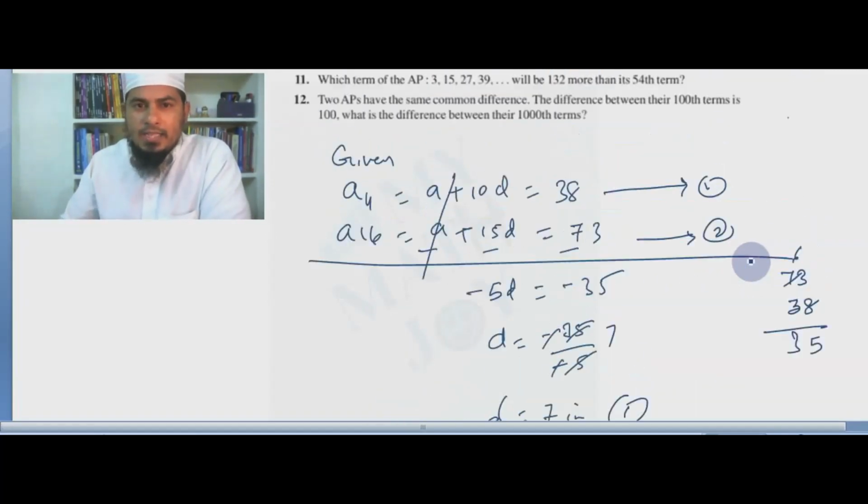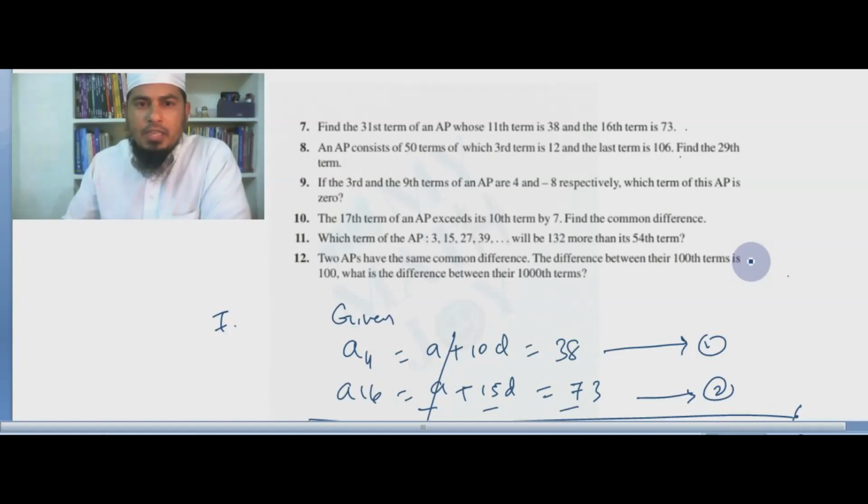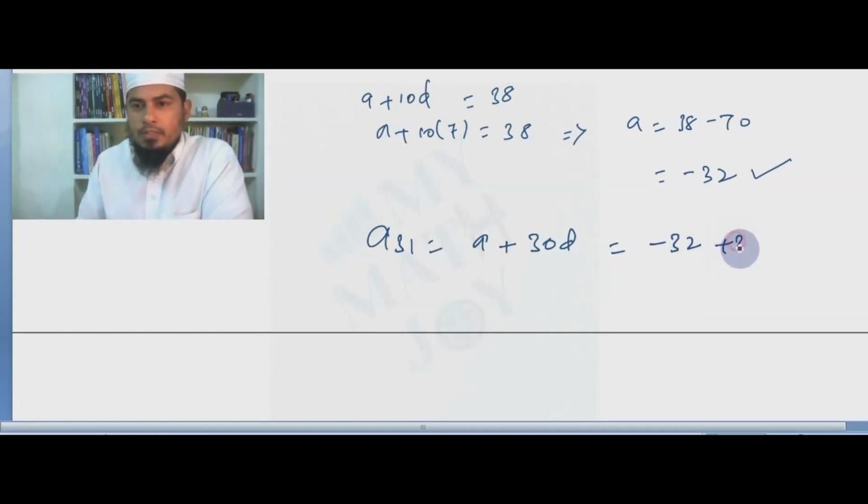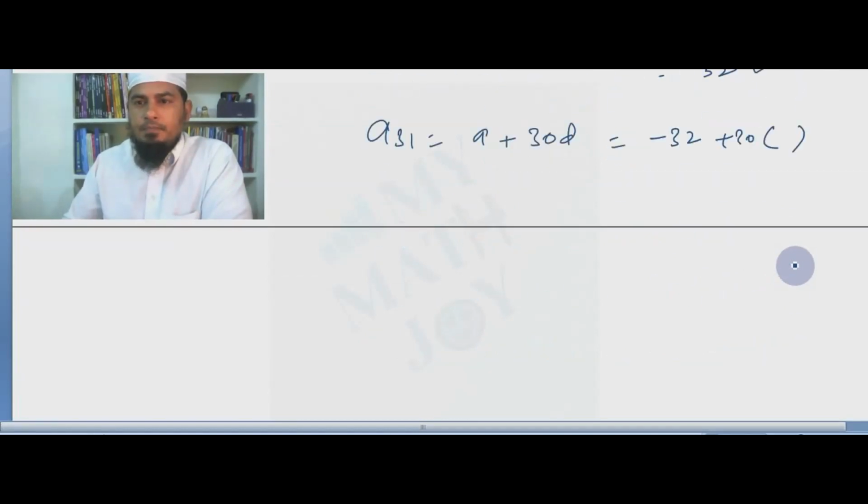Then what is question number 7 asking us to find? He told us to find the 31st term. So we'll write that what is required to find is A31. So A31 is what? A plus 30D, and A is minus 32 plus 30, and D is 7. So we'll get the answer now.